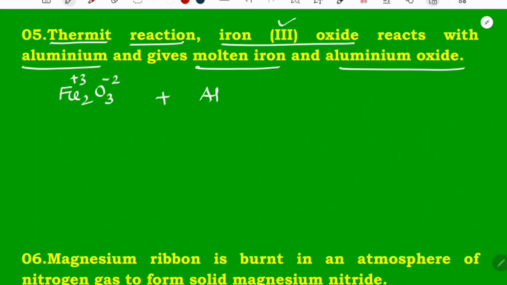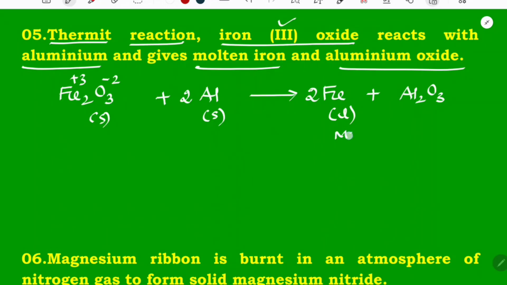It can react with aluminum metal to form molten iron. Molten iron means just iron, Fe, and aluminum oxide, Al2O3. So here how many irons are there? 2 irons are there. So okay, irons balanced. Then aluminum, this side 2 aluminums. Here keep 2. So how many oxygens? 3 oxygens. Equation is balanced. So this is solid, this is also solid. This is liquid, molten state.